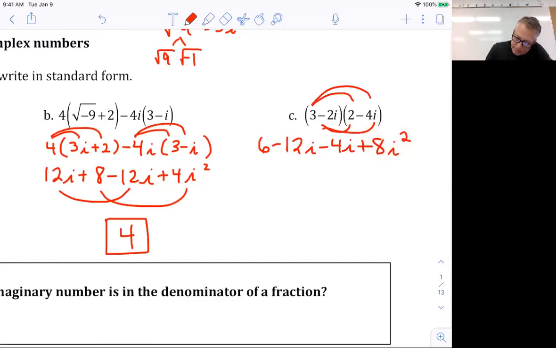So I have 6 minus 8. So 6 minus 8 is negative 2. And then negative 12i minus 4i is negative 16i. And that is our answer.